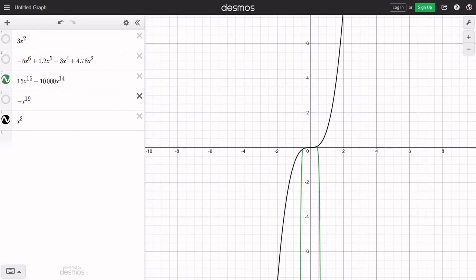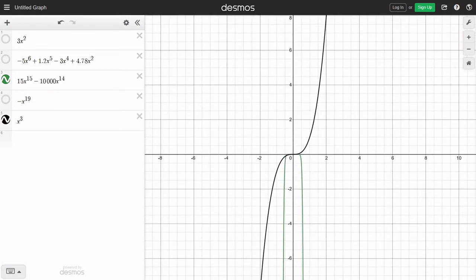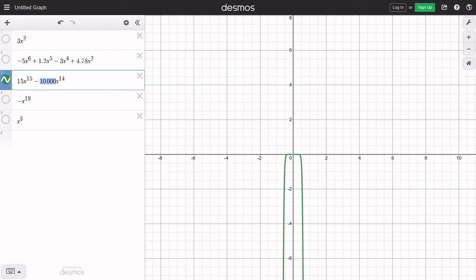But when we graph it, it looks like it goes down on both sides. That's because the coefficient in front of the x to the 14 is much larger than the coefficient in front of the x to the 15 power. It dominates when x is small.